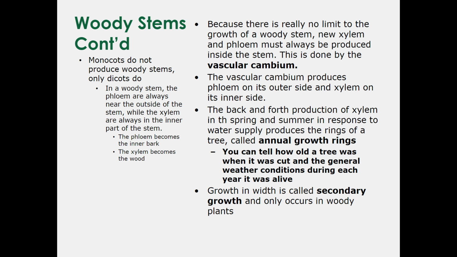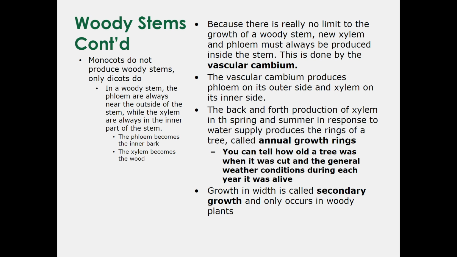Monocots would not produce woody stems, only dicots do. So we could look at dicots that have woody stems but never monocots. In a woody stem, the phloem is always near the outside of the stem. The xylem would be more inner or internal, and the phloem would become the inner bark. The xylem would become the wood.